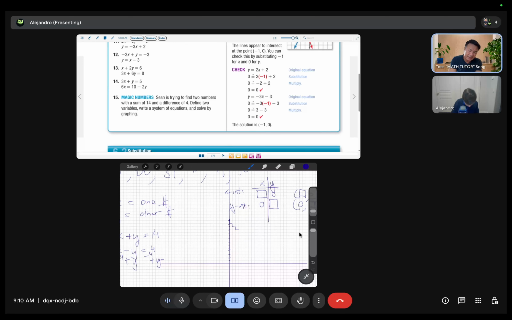Or you can think of rise down 1, run over 1. But make sure you run in the direction where it's going down like this.